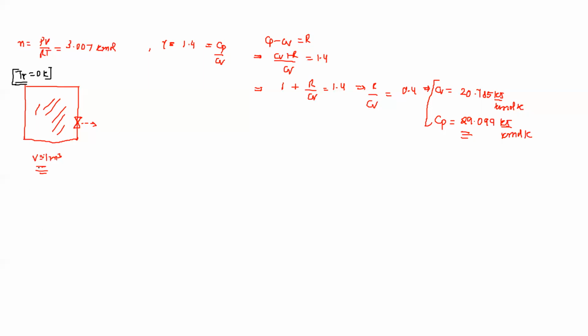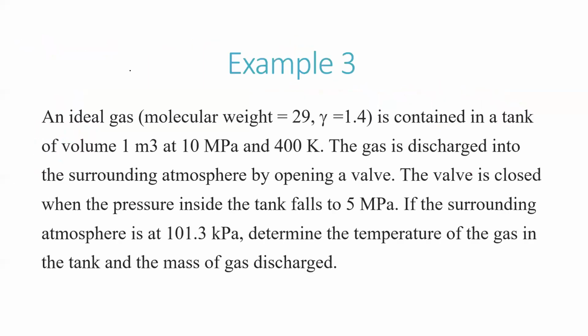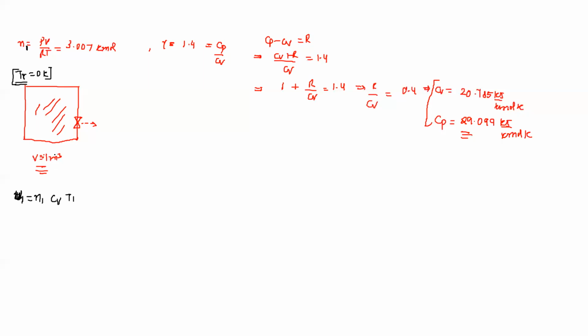All right, this is the rule. Unless and until they give you a reference temperature, you take it as 0 Kelvin. Okay, so we'll take 0 Kelvin. In that case, the initial internal energy is going to be N1, that is the initial number of moles, Cv T1. All right, T1 they have given to be 400 Kelvin. So from here you will get N1 Cv T1 as the initial internal energy.